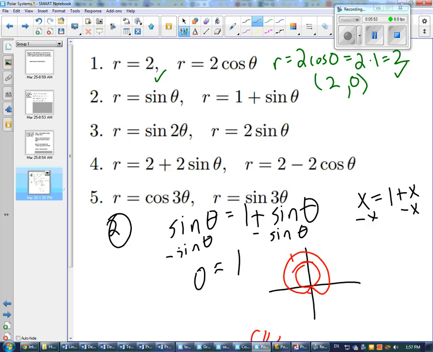And we're going to talk about this more in class. It looks like they should intersect at 0, 0, but they don't. This equation says, hey, they never intersect because 0 never equals 1. The reason it looks like they intersect is because we have this aspect of time.